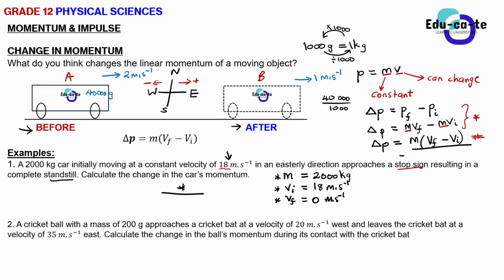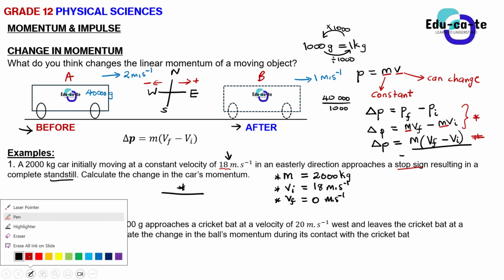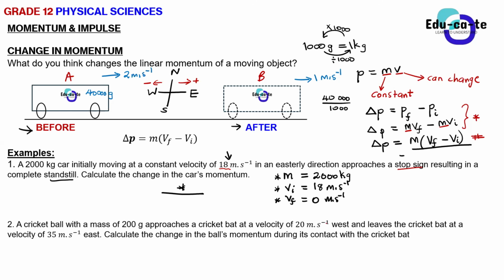Anyone with an idea? What can we do? Okay, so first off, we're going to choose our direction. So we can maybe say that the 20 meters towards the cricket bat will be our positive direction, and then away from the cricket bat will be our negative direction. And then we'll sub in the signs in our formula. And then obviously we convert 200 grams to 0.2 kilos.